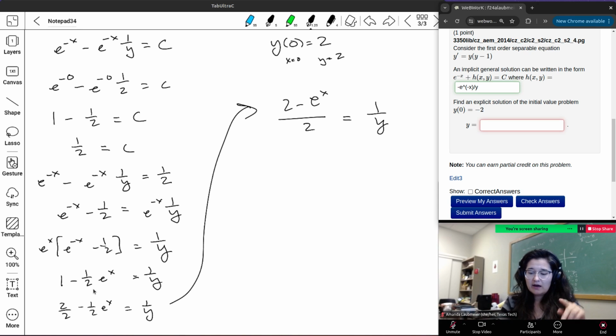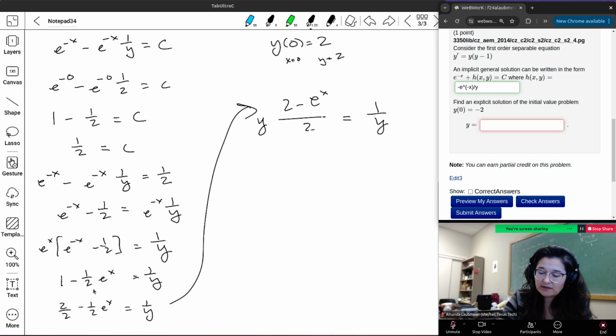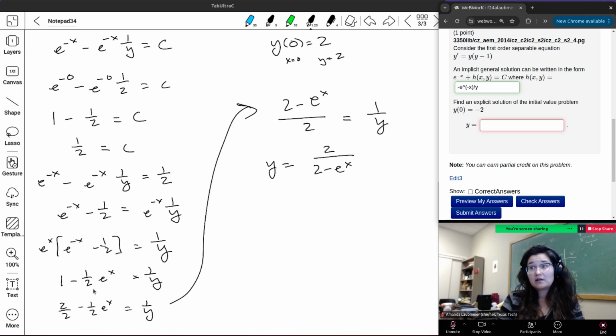And then you could think like I multiply y over, and then I divide by this to get y by itself and not divided by. Oops. So I think my answer is going to be y is 2 over 2 minus e to the x. And I'm going to plug that into WebWork, and if it's wrong, we will check my work.